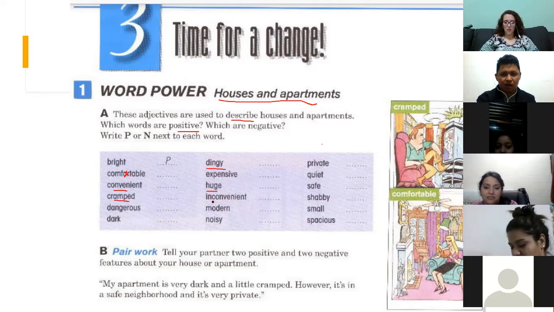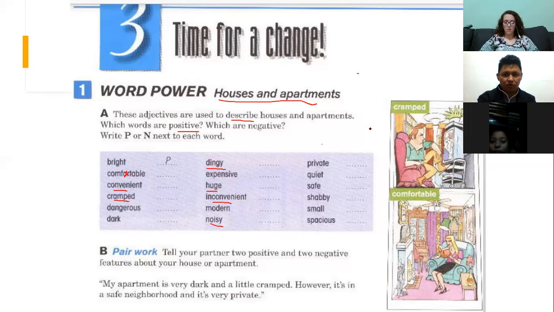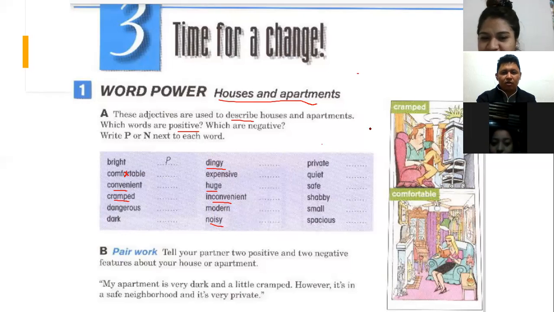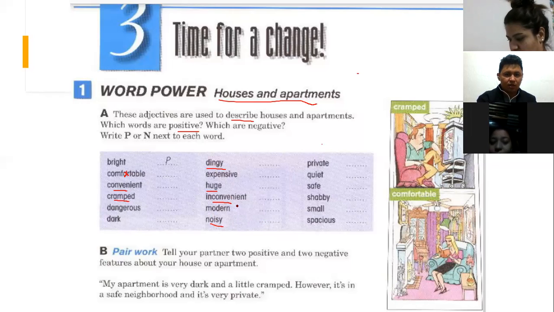Inconvenient. All right, it's inconvenient. Next one, it's modern. Modern, all right? Next one, noisy. Noisy. ¿Cómo era Meque? O like we say, alguien entrometido. What noisy did I say? Noisy. But you're saying noisy is ruidoso. You say nosy, nosy, sin la I, nosy, all right?